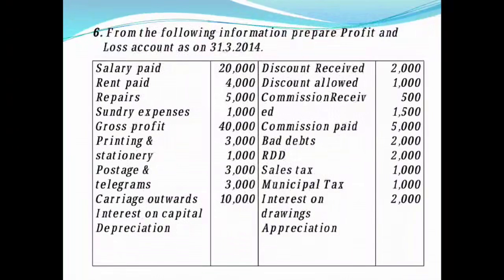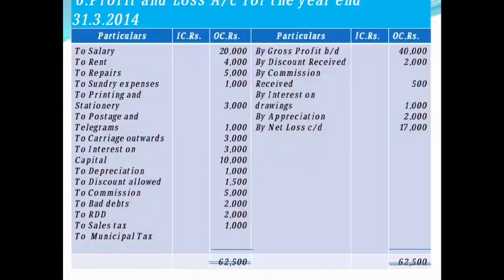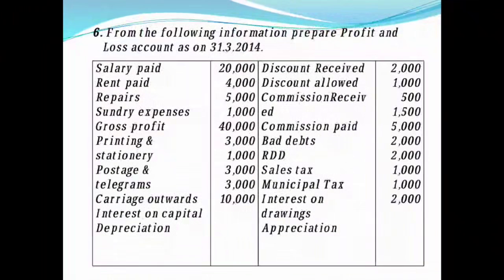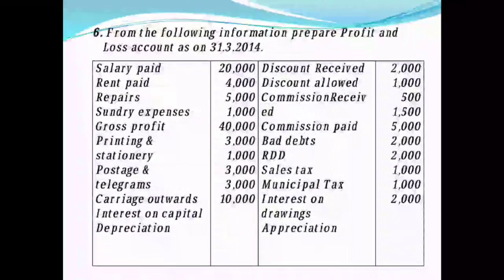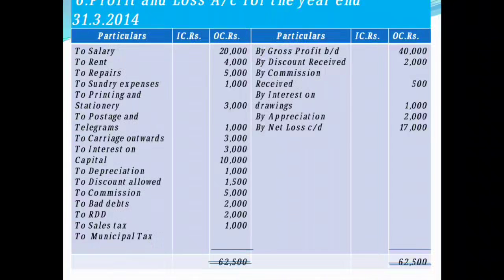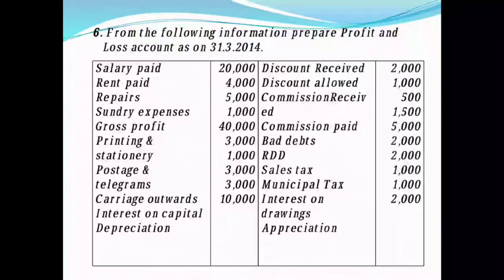Then next you have discount received rupees 2,000. Discount received means credit side you should record by discount received rupees 2,000. The next you have discount allowed rupees 1,000. Debit side because it is a loss for us. Okay, so debit side you are going to record to discount allowed rupees 1,000.